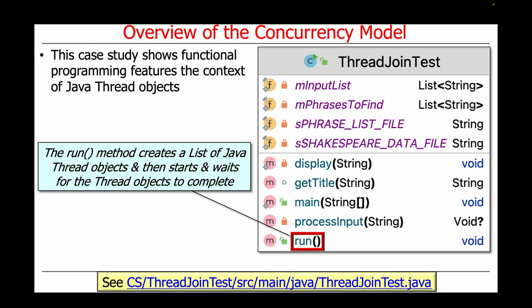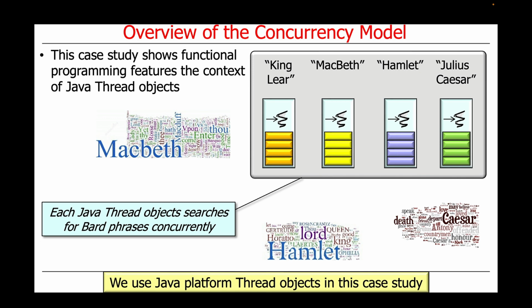We'll begin this lesson by giving an overview of the concurrency model used to implement the ThreadJoinTest case study. This case study showcases functional programming features in the context of Java thread objects. In particular, the run method in the ThreadJoinTest class creates a list of Java thread objects, and then it starts those thread objects and waits for them to complete. Each of these Java thread objects searches for barred phrases concurrently.